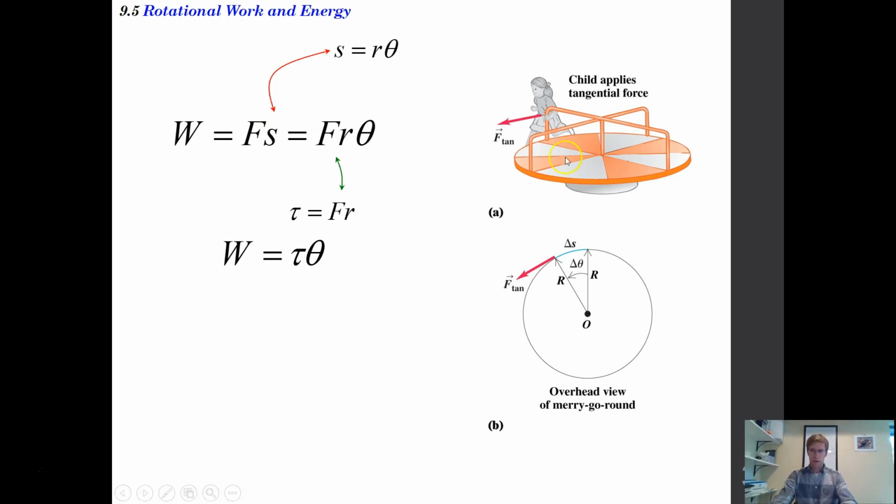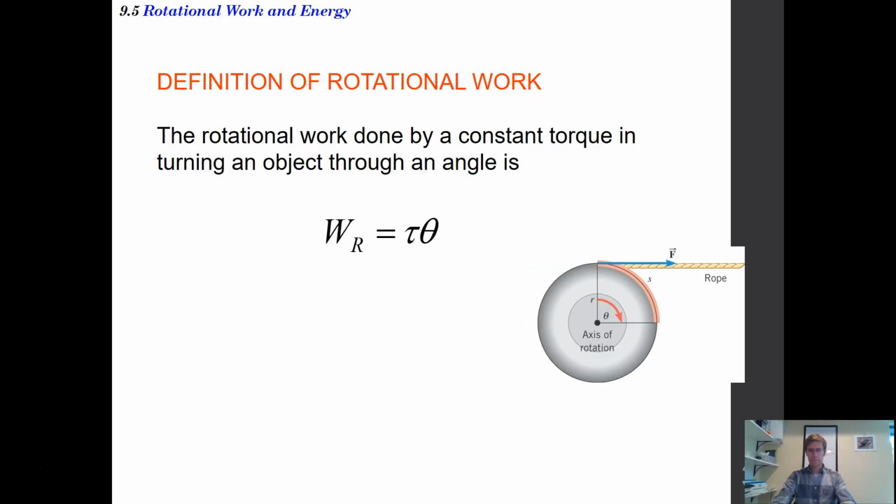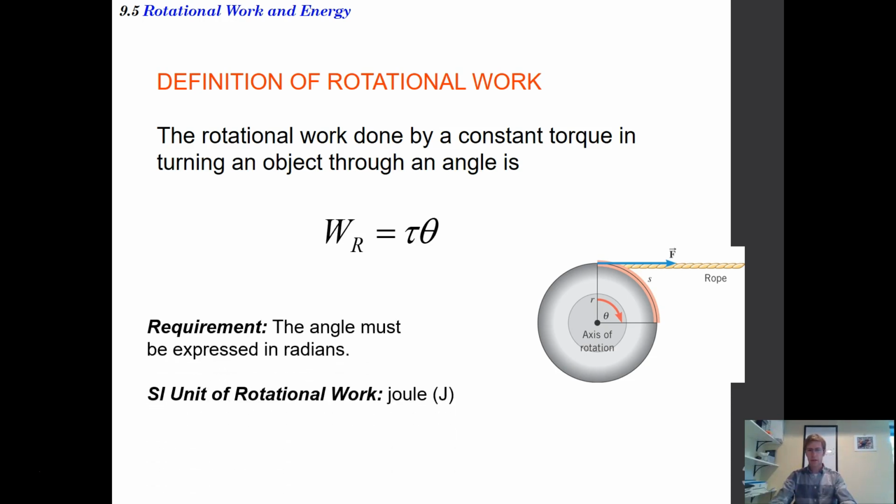Like here, if this girl pushing on the merry-go-round pushes for a quarter turn, theta would just be pi over 2 radians. So again, the work for rotation is torque times theta, and the SI units will come out to be equal to joules once again. All right, so that weird thing with radians, it changes the direction from the tangential direction to the radial direction, really, right? And so that's how you're able to change newtons times meters of torque into the newton meters that turn into joules.